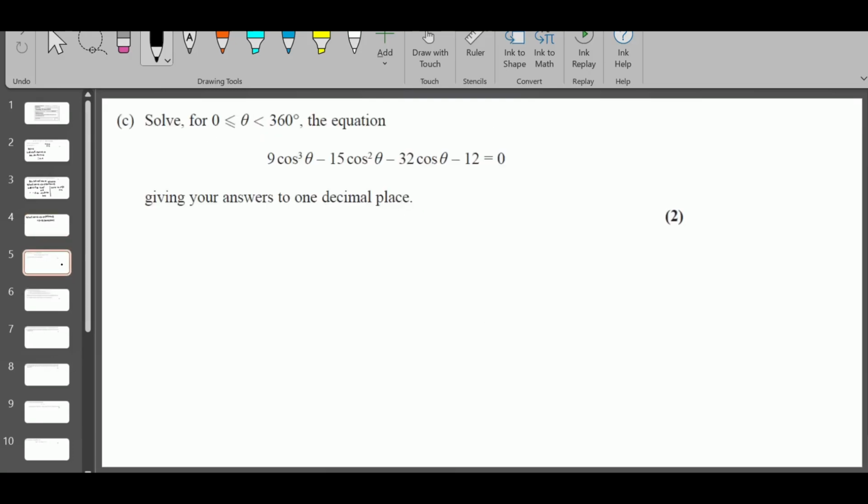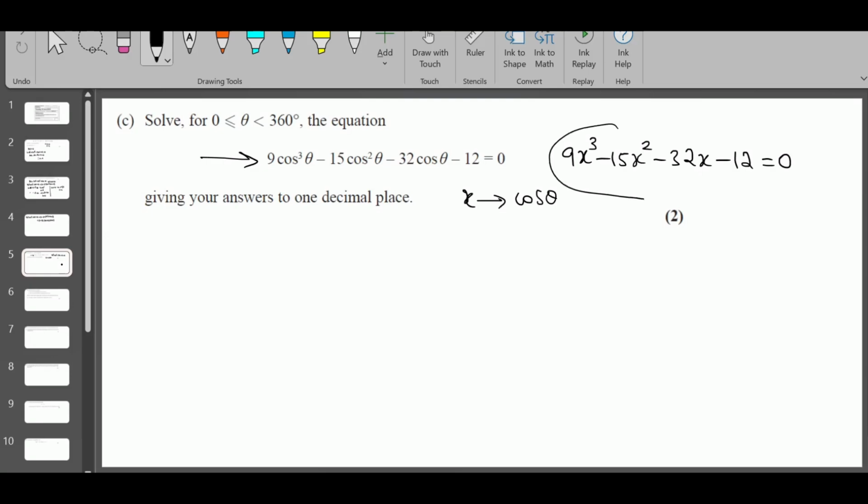Part C now. Solve for 0 to 360 this equation. Give your answer to one decimal place. This looks exactly like f of x. f of x is 9x cube minus 15x square minus 32x minus 12 is 0, right? It looks exactly like this. Only difference is in the place of x, you have cos theta.